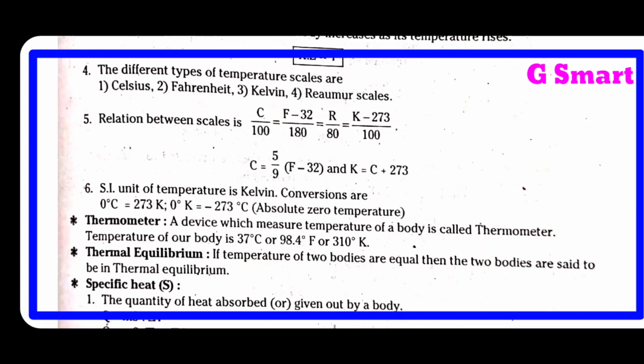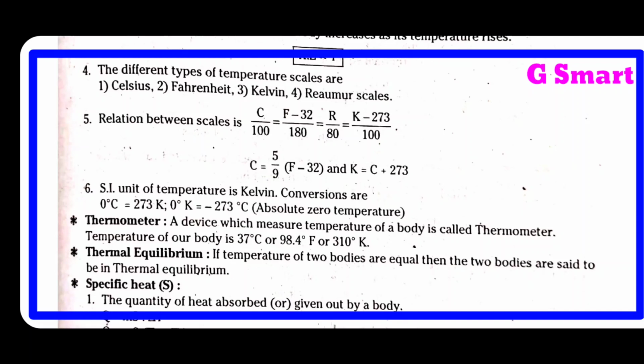In the same way, you can get C by 100 is equal to K minus 273 by 100. So 100 cancels. C is equal to K minus 273 or K is equal to C plus 273. That means if the temperature is given in centigrade and you want temperature in Kelvin scale, then you can convert by adding 273 to the given temperature in centigrade, then you can get temperature in Kelvin scale. The SI unit of temperature is Kelvin.